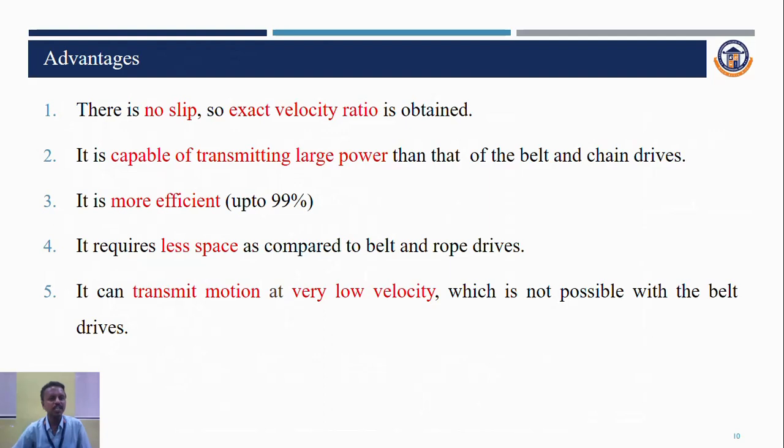Third point, it is more efficient, up to 99%, when compared to belt and chain drives. Fourth point, it requires less space as compared to belt and rope drives. So gear drive occupies only a small amount of space. Fifth point, it can transmit motion at very low velocity, which is not possible with belt drives.